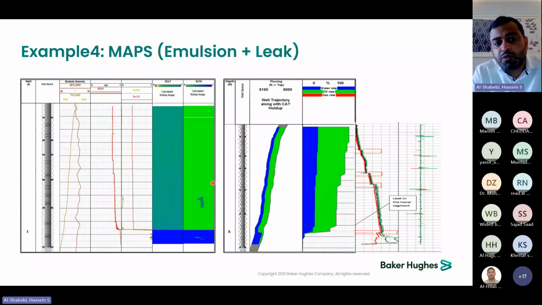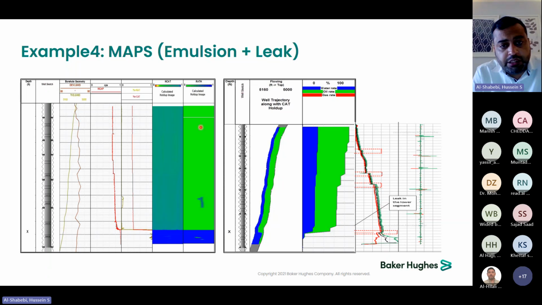This is the last example for maps, highlighting emulsion presence, again in combination with a leak in the completion. So basically we are having an ICD completion with compartments isolated with open hole packers. As you can see over here, in the last compartment we are having only 2 ICDs, but the response in the capacitance in this track, you can see, is actually happening between them in the blank pipe. There is no ICD at this depth, at the X depth.